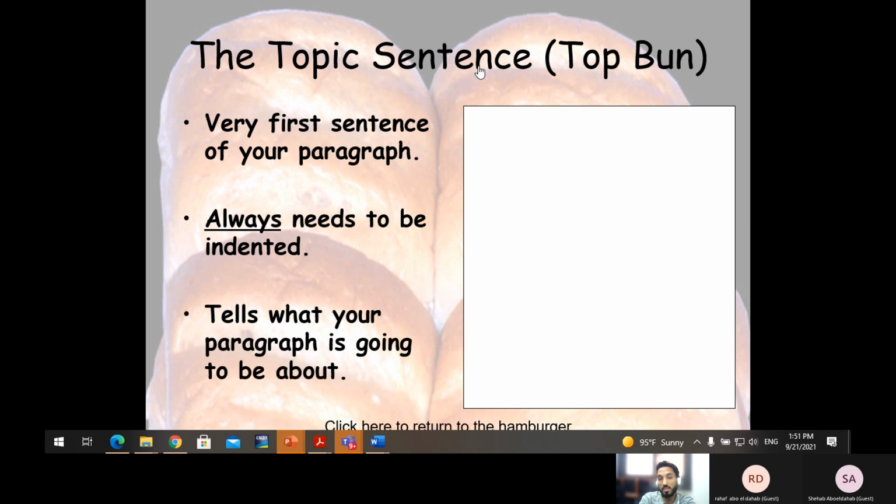It always needs to be indented. Indented means you have to leave a space, okay? And then start to write the paragraph. You start to write the first sentence. Also, the topic sentence tells what your paragraph is going to be about.